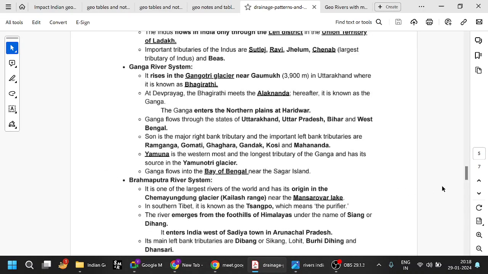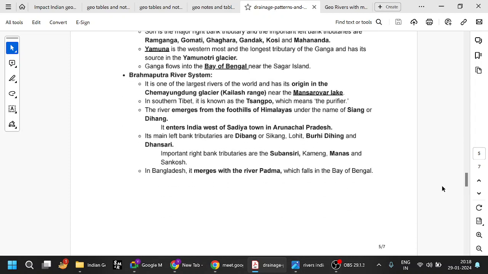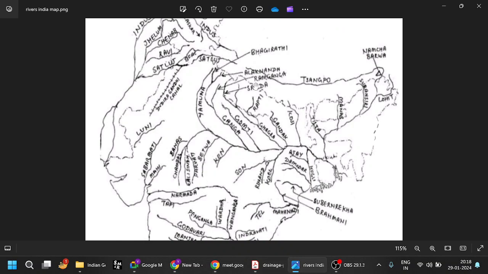So that is about Ganga, and we have seen Indus. Now let us see Brahmaputra. It is one of the largest rivers of the world, and it has its origin in the Chemayungdung Glacier, which is in the Kailash range near Mansarovar Lake. So even Brahmaputra is in the Kailash range only. See, Brahmaputra starts from here and goes like this. Indus is going like that.